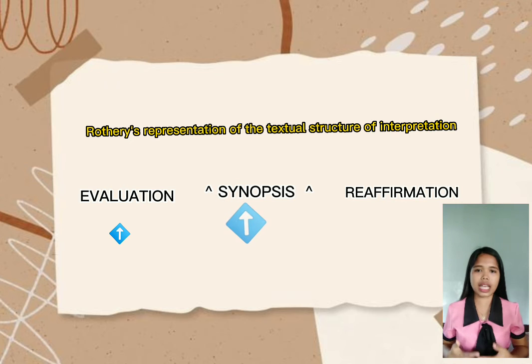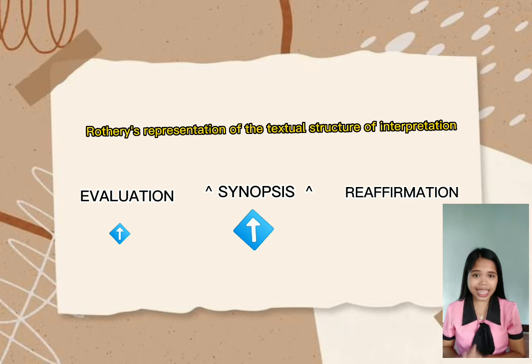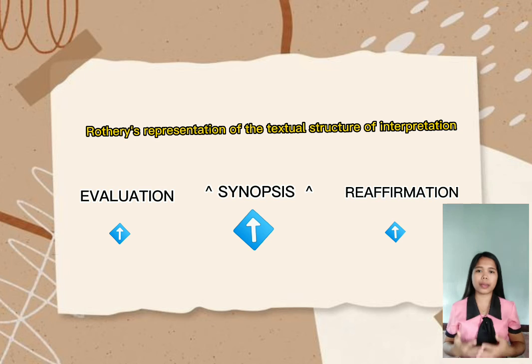The synopsis stage can include the selection of elements of a narrative or information from the source text that serves as evidence to illustrate the student's evaluation. Finally, the reaffirmation stage typically includes the elaboration or restatement of the message of a story or some aspects of an article, a talk, or a movie, for example, that was interpreted.